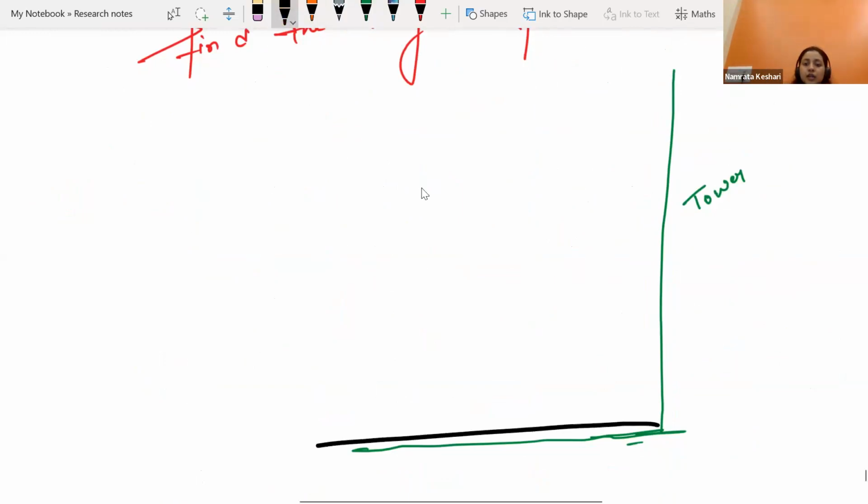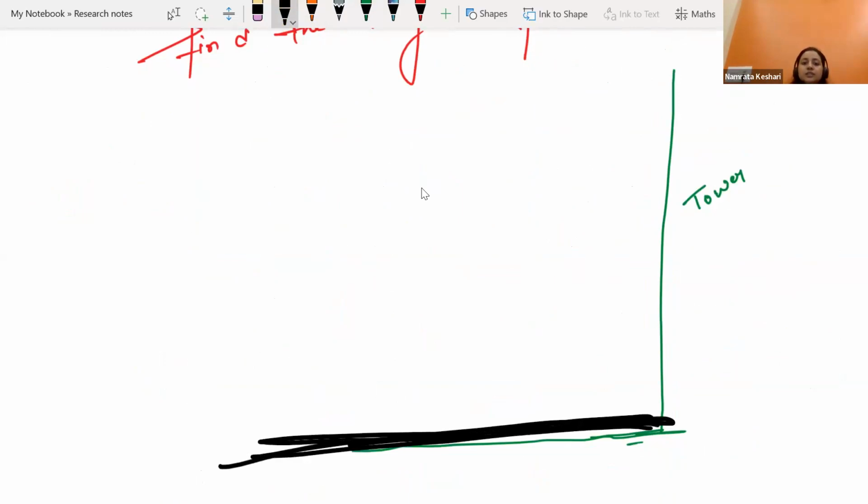It will fall on the ground. Yes or no? This is how we usually see the shadow on the ground. Yes or no? Yes, ma'am. Okay, the tower's shadow will look like this. Tower's shadow will look like this, right?